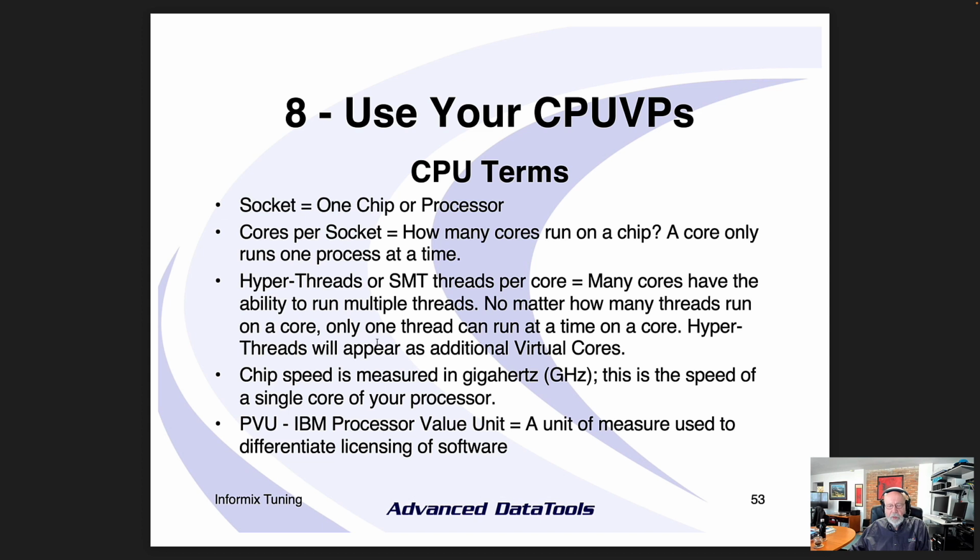And I once did a benchmark with a client where they had a machine with 96 hyperthreads. We ran the benchmark, and we said, okay, let's turn off hyperthreading. We ran with 80 CPU VPs. So they only had 48 cores. They had no hyperthreads. It ran faster.